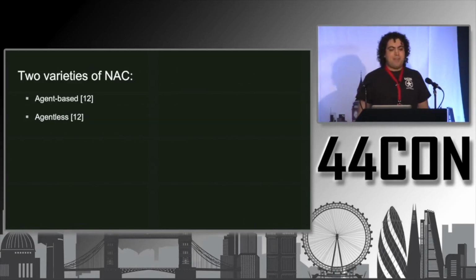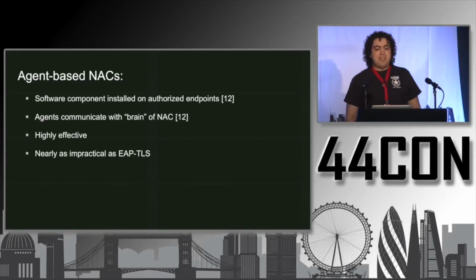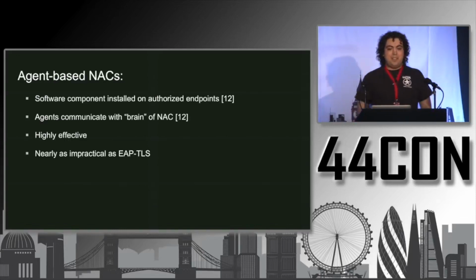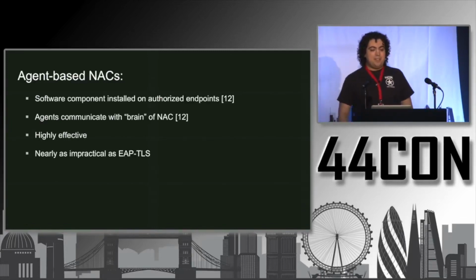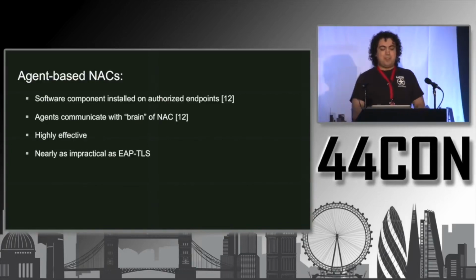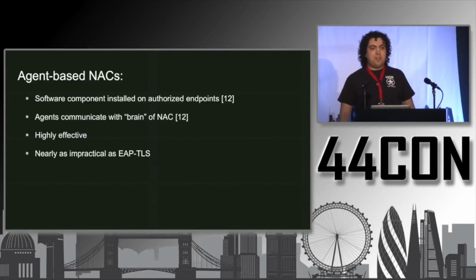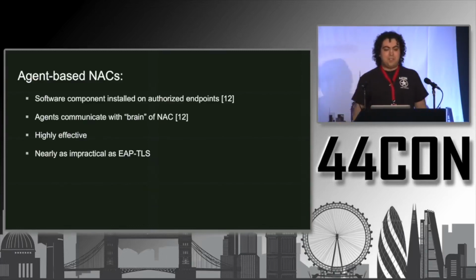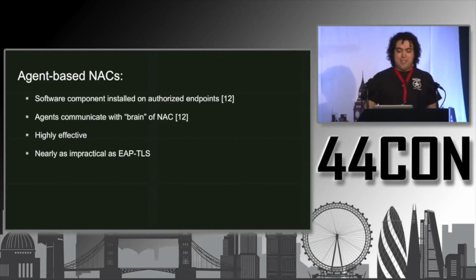There are two different varieties of NAC that traditionally we've seen. The first is the agent-based NAC. An agent-based NAC has a software component called an agent that is installed on every single authorized device on the network. This agent communicates with the brain of the NAC and reports back details about what's going on inside the network endpoint. It does deep internal checks. This is actually really effective, but unfortunately you have to install something on everything on your network in order to get this to work, so it's nearly as impractical as EAP-TLS.